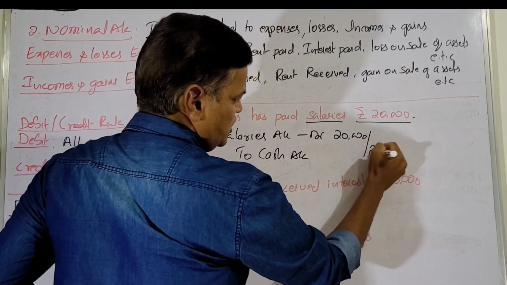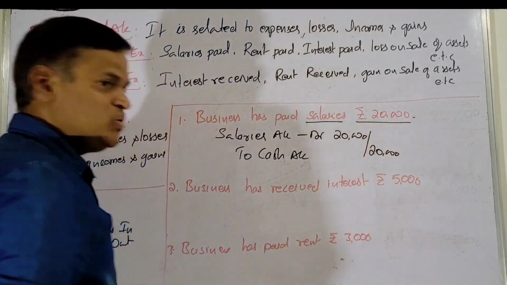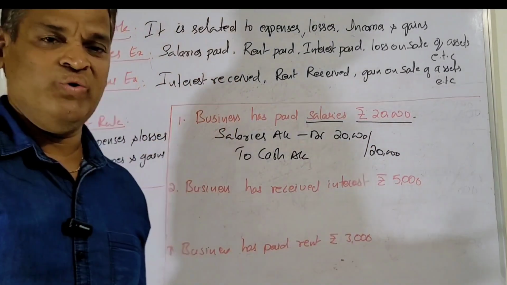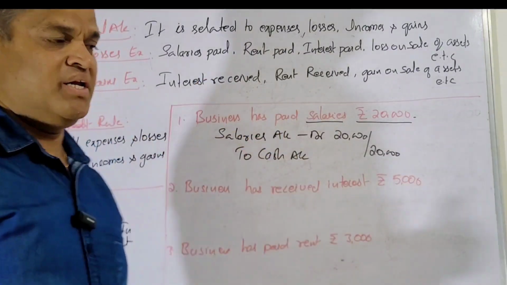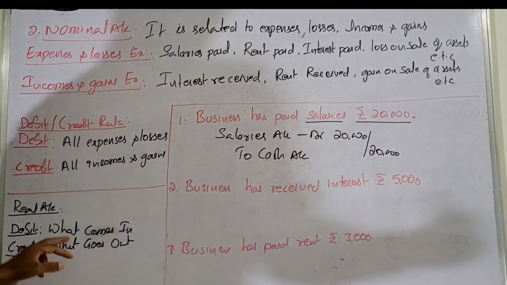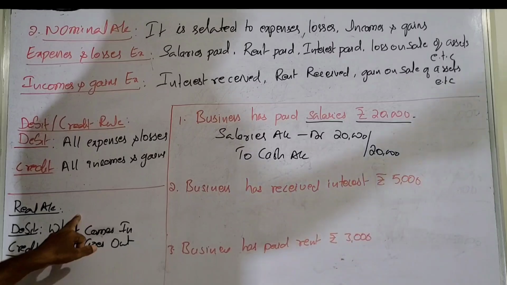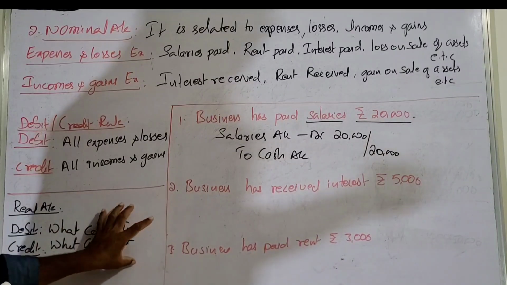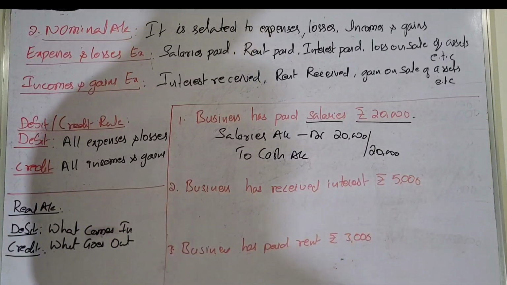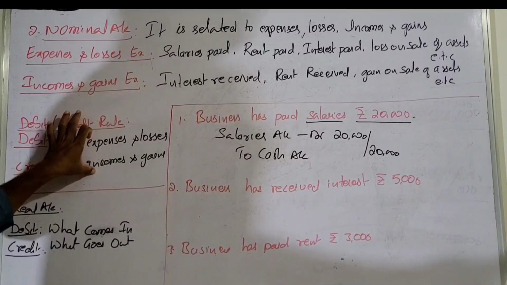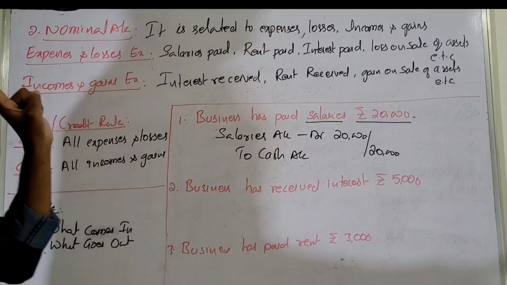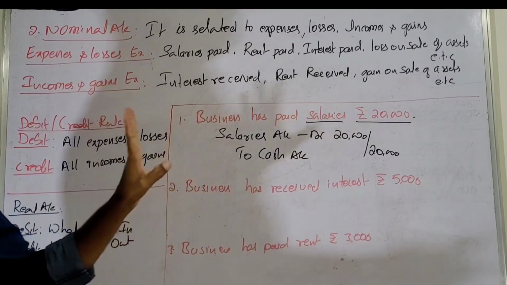How much? 20,000. So what we have to do here, to write the journal entries accurately, for every debit we have to check first real account. If you are getting an answer here, we have to write according to real account principle. If you are not getting an answer, then we have to check according to nominal account, for every debit and every credit, right?